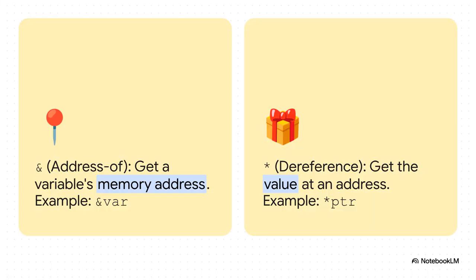Now, to actually work with these things, you only need to get familiar with two key symbols. Think of the ampersand, &, as asking a question: hey, what is the address of this variable? So, &a will give you its house number. Then there's the asterisk, *, which gives a command: go to the address this pointer is holding and get me the value that's inside. It basically lets you look inside the house.